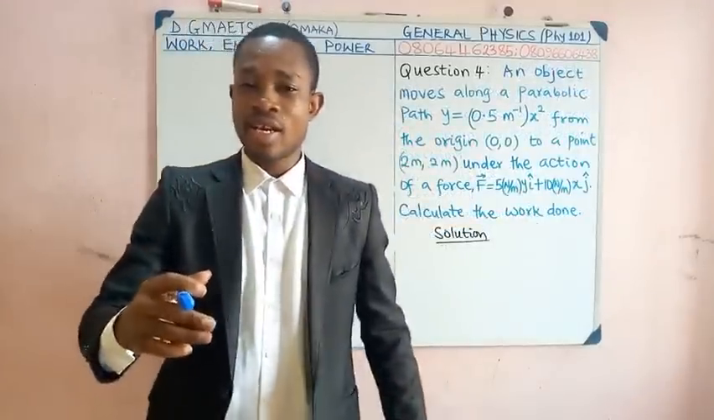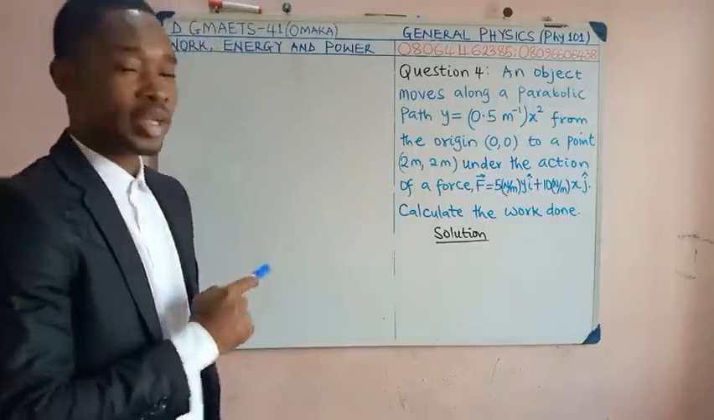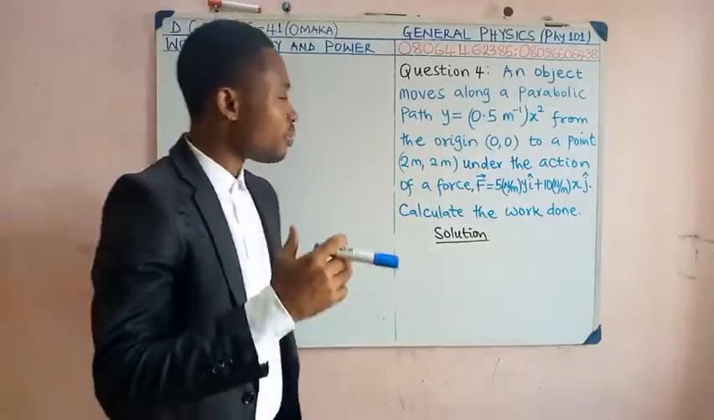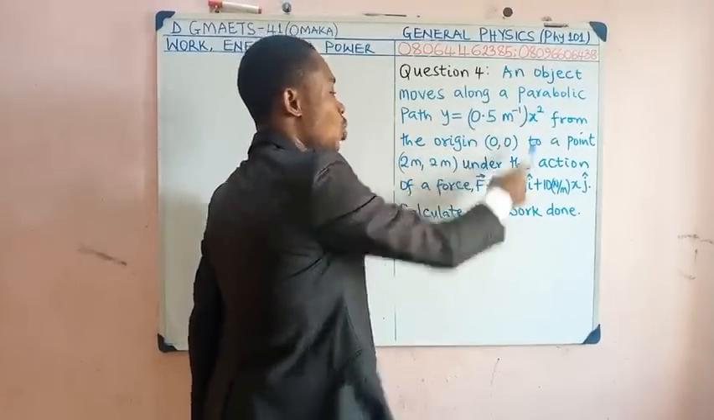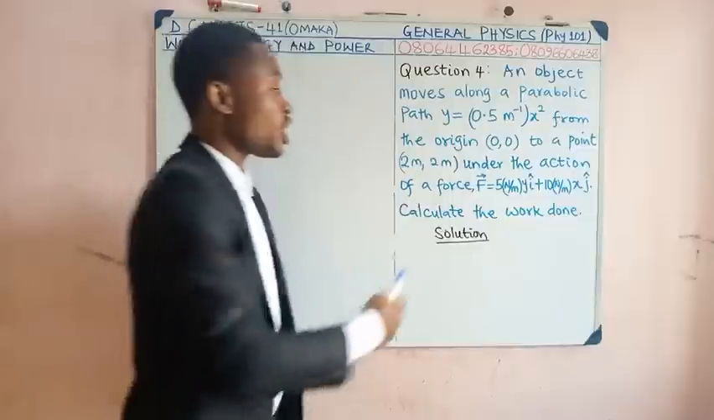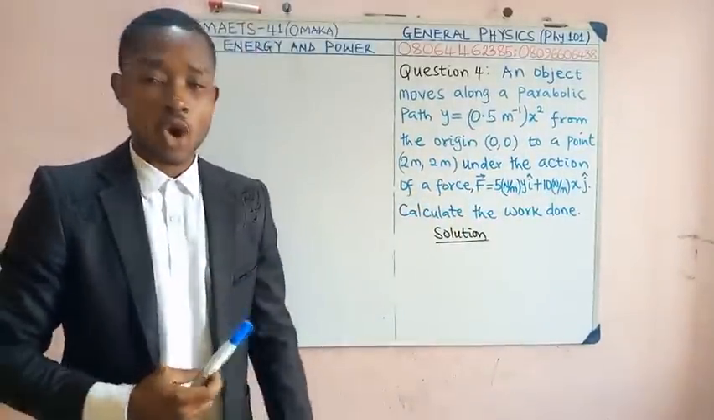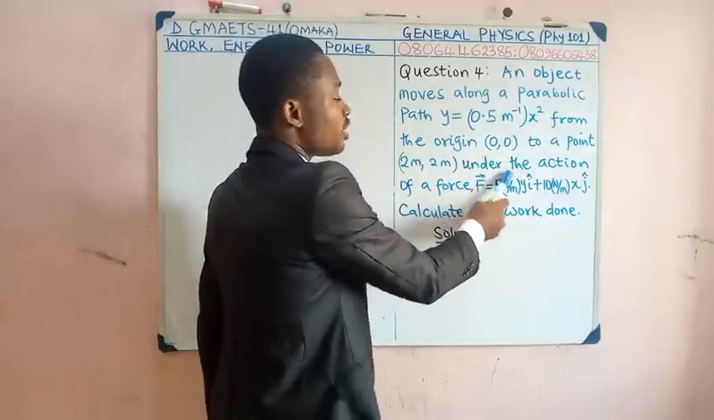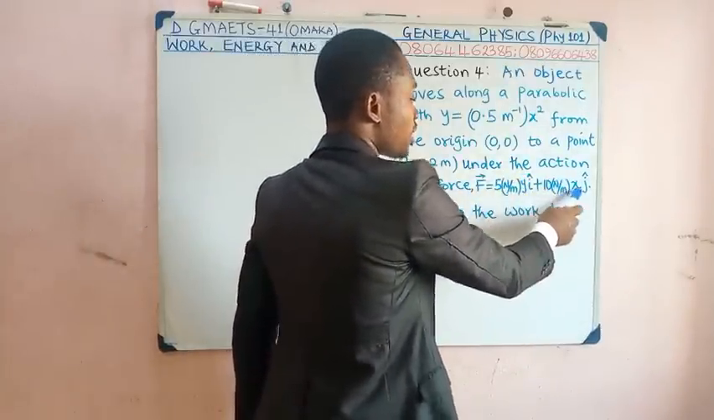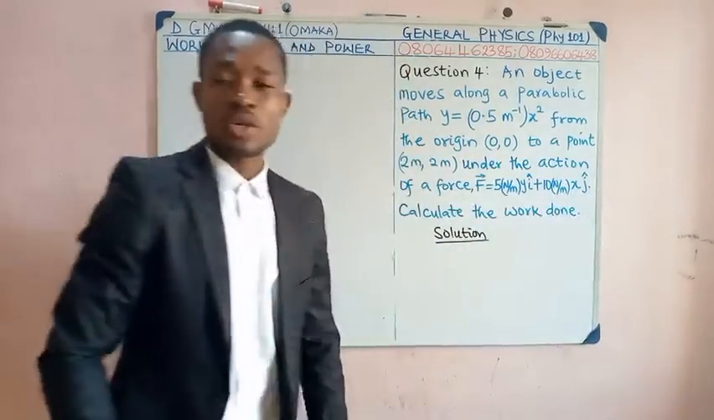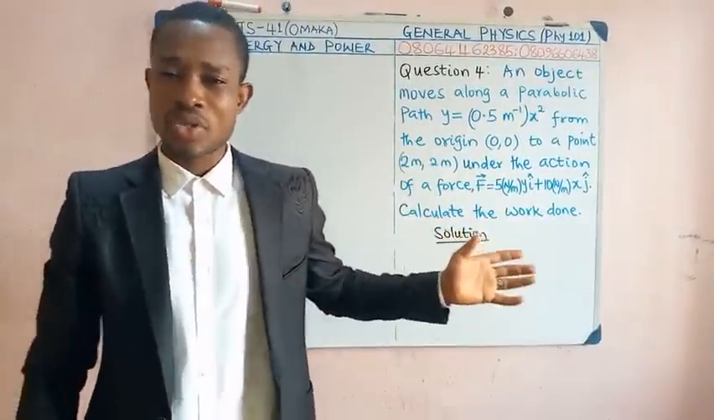We have yet another question, the fourth. The question reads: an object moves along a parabolic path y equal to 0.5 per meter times x squared from the origin (0, 0) to a point (2 meters, 2 meters) under the action of a force F equal to 5 Newton per meter times y i plus 10 Newton per meter times x j. Calculate the work done.